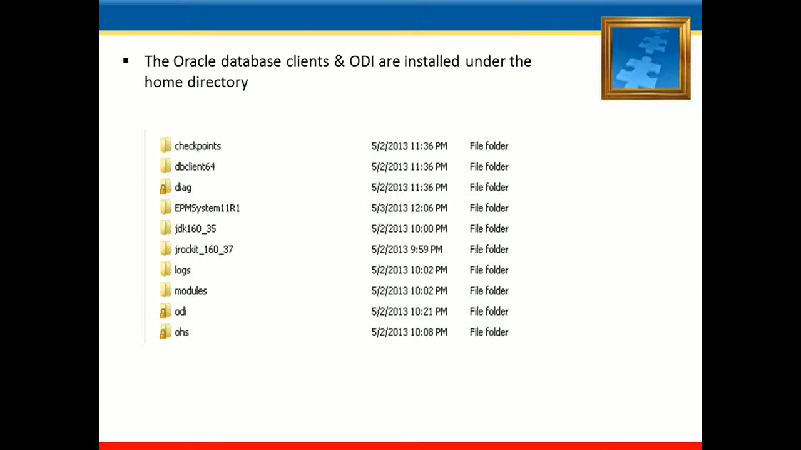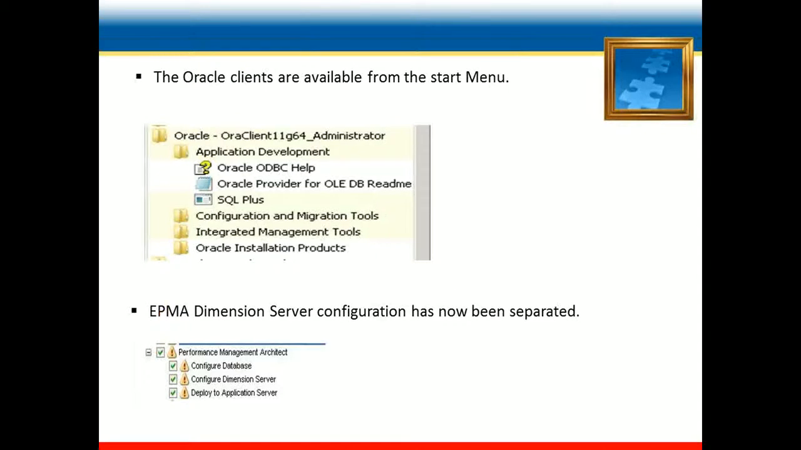And now with EPM 11.1.2.3, Oracle Database Client and ODI are installed under the home directory. So under the home directory, now the Oracle Database Client and ODI also get installed. And now Oracle clients are available from the Start menu. So we can see this screen. Now Oracle clients are available from the Start menu.